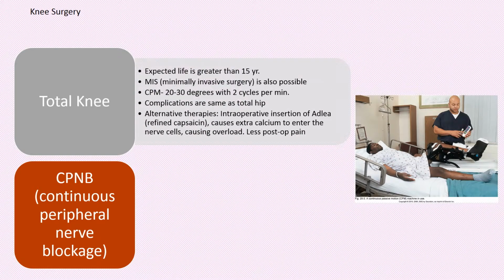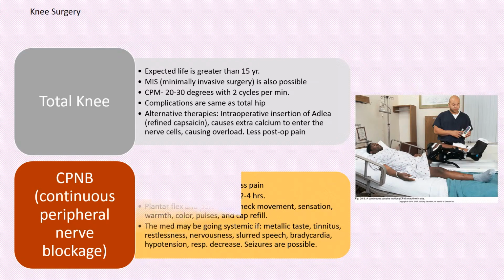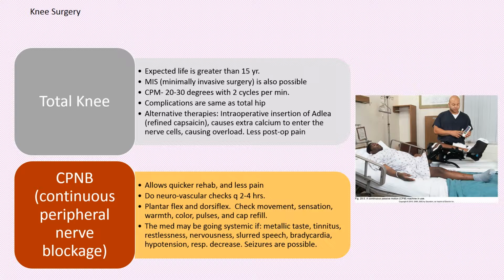Let's discuss the continuous peripheral nerve blockage. It allows for quicker rehab and less pain. Do neurovascular checks every 2 to 4 hours. You want to check the plantar flex and dorsiflex. You want to check movement, sensation, warmth, color, pulses, and cap refill. And the med may be going systemic if they have a metallic taste, tinnitus, restlessness, nervousness, slurred speech, bradycardia, hypotension, respiratory decrease, and there is also the possibility of seizures.